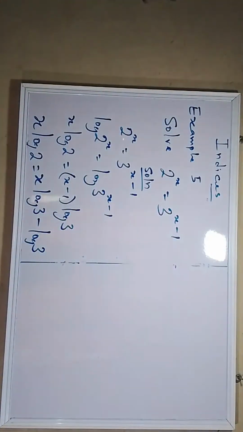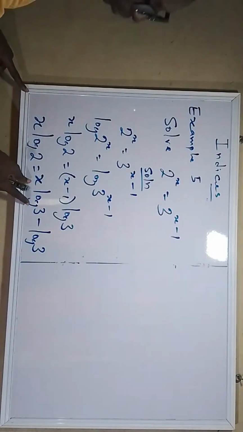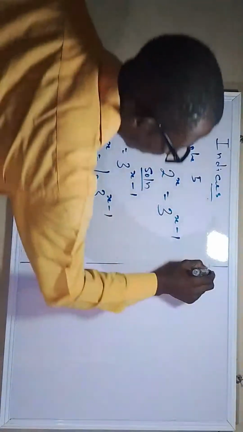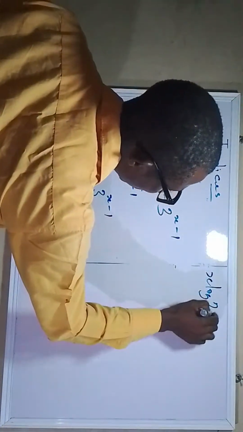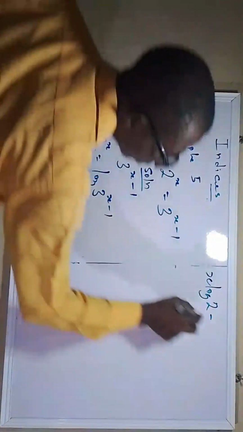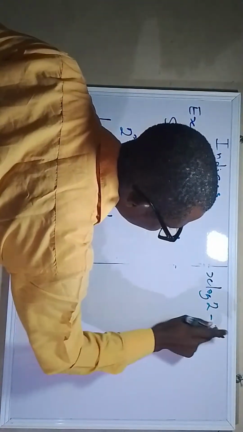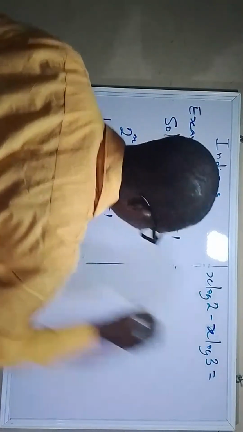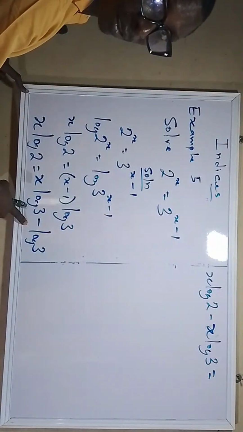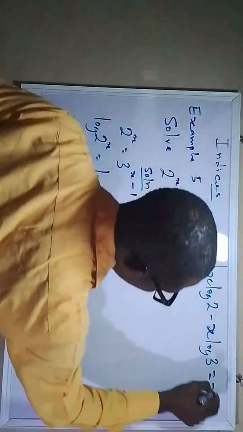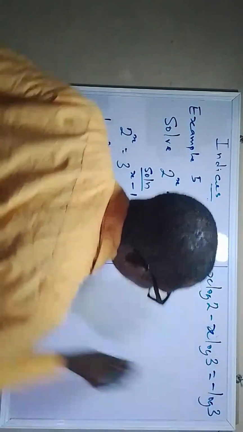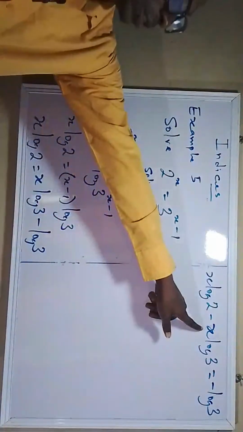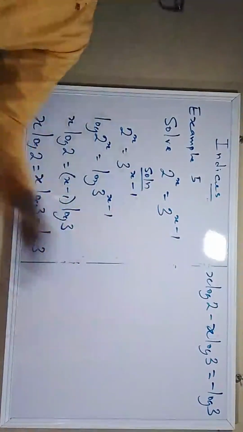Now the next thing is to collect the like terms. So this one moves to this side. I have x log of 2 minus x log of 3 equals to minus log of 3. Hope you get that. This one just moves here and the sign changes, so we have minus at this side.